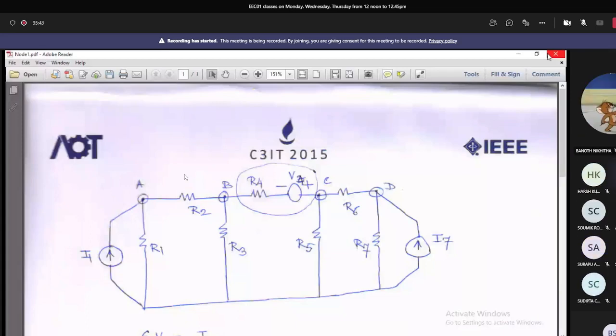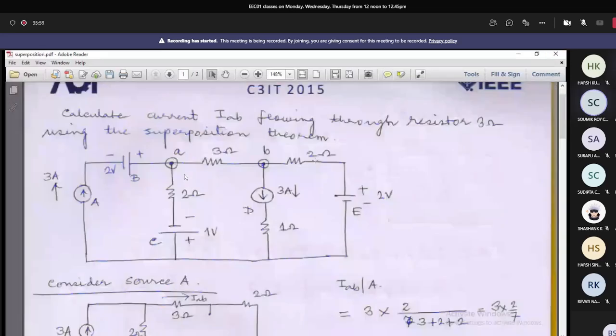And there is one more problem which I want to discuss here. It is difficult for me to draw actually, so this is also shared. Just let me explain. Here you see there are so many sources. So we have to solve it with the superposition theorem only. It's a more complex network. So how can we solve it? Can you read it properly the way I am showing you? Is it readable? Yes, sir. Calculate the current IAB flowing through resistor 3 ohm using superposition theorem. 3 ampere. So then what to do here?